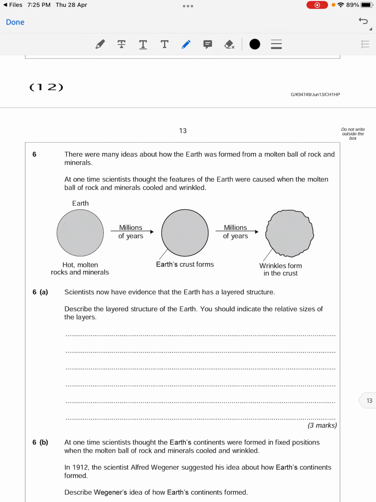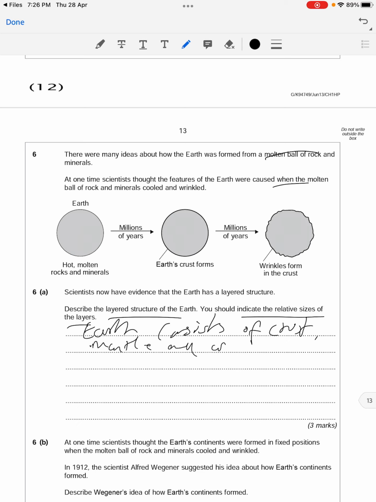Next question, there were many ideas about how the Earth was formed. Okay, it was formed when a molten ball of rocks and minerals cooled and wrinkled. Describe the layered structure of the Earth. You should indicate the relative sizes of the layers. So this is mainly geography. The Earth consists of crust, not rust, crust, mantle, and core. These are the three main layers.